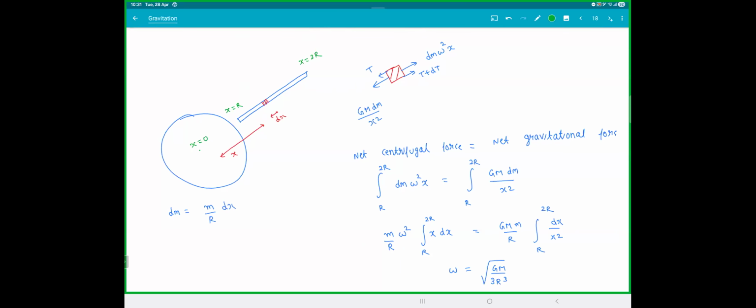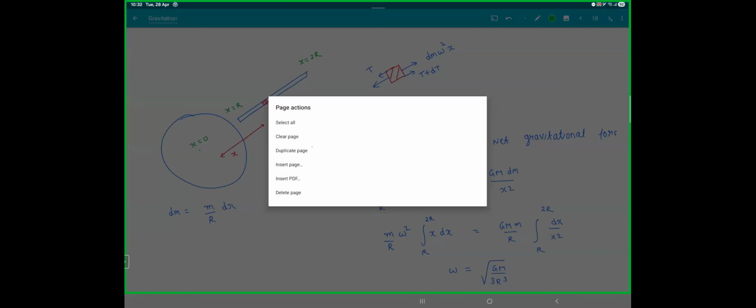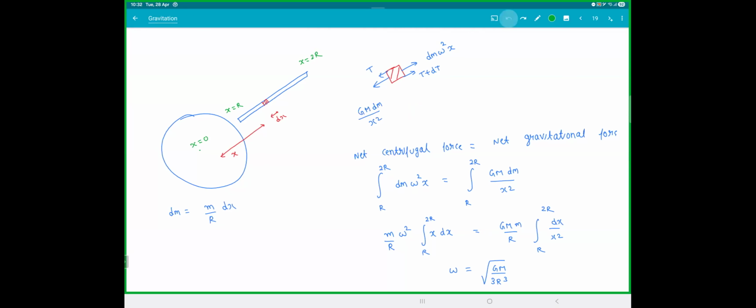Any doubts on this page? Clear, Trishi? Samyak? Ovia? Aditi? Clear? Vanishka? Vanshika, clear with this? Yashvi? The second part, how do you find the tension? There I already wrote that also. You want to find the tension?